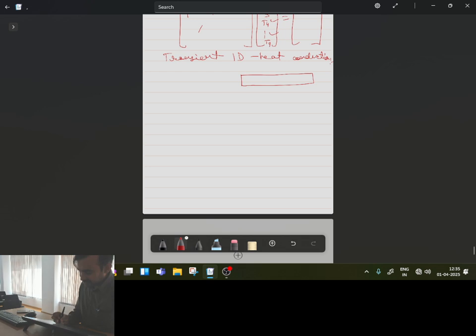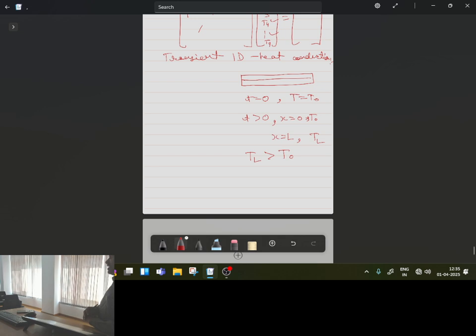The physical scenario is that at T equal to 0, the temperature of the entire rod is T naught, but at T greater than 0, I have maintained X equal to 0 at temperature T naught and X equal to L at temperature TL, such that TL can be greater or lesser, whatever you want to take. So in this scenario, let us consider TL is greater than T naught. Now what will be happening? Please tell me from your physical understanding of heat transfer.